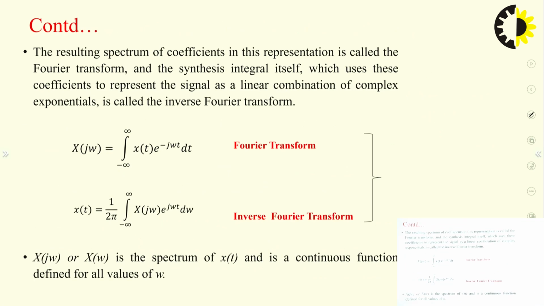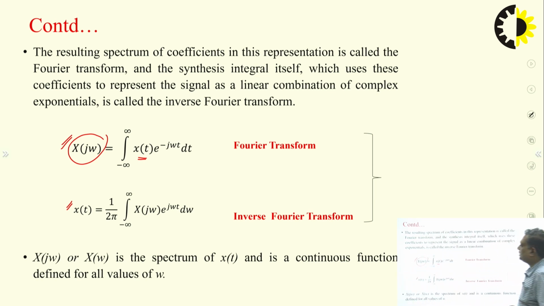If you see the expression, this is the expression of X(j omega), the Fourier transform. Here we have the signal x(t), and we multiply by the exponential e to the power minus j omega t and integrate from minus infinity to infinity. This is the Fourier transform. If we want to obtain the signal x(t) again from X(j omega), we use the expression 1 upon 2 pi, integral of X(j omega) e to the power j omega t d omega. This is the definition of the inverse Fourier transform.